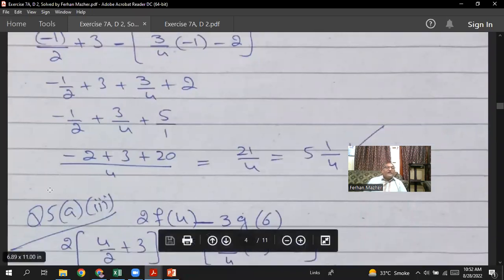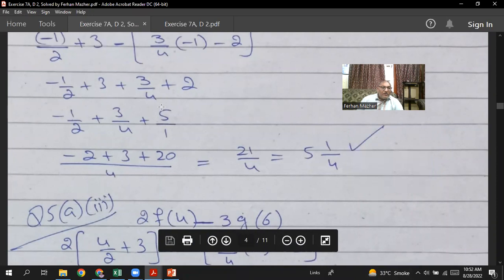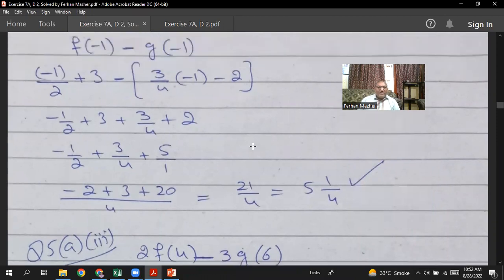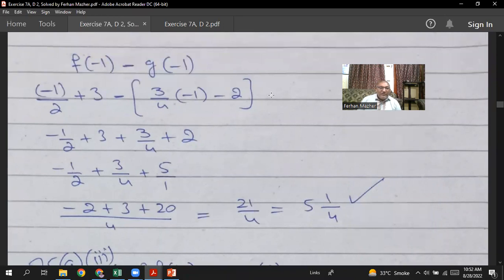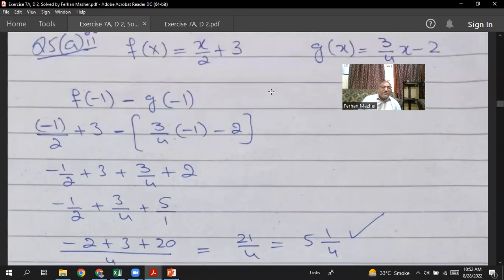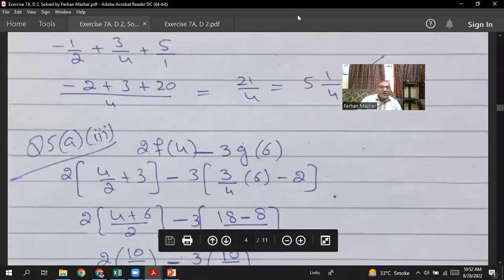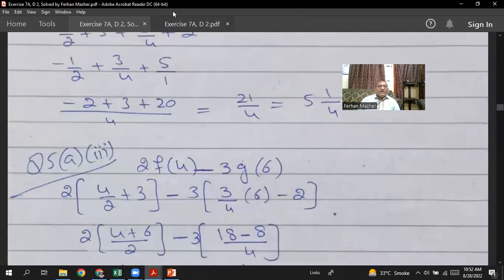So I will take the LCM. The LCM will be 4. And because the LCM is 4, it will become minus 2 plus 3 plus 20, and that will be equal to 21 by 4, which is 5 whole 1 by 4. Okay, so hopefully you can see this question on this part on your screen. Okay, so let's go to the next part.